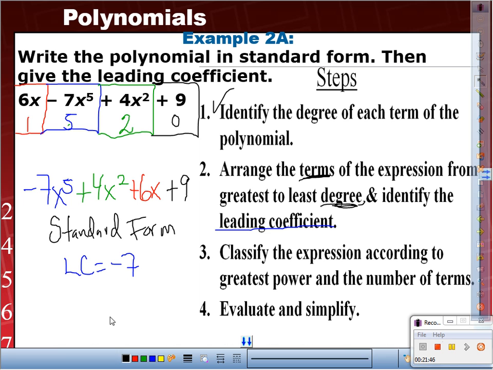What if I had this next one? Everybody look up. What if I had 3x squared plus 5x plus 6? What would be my leading coefficient? I go to the first term. What number is multiplying the variable? 3. That's my leading coefficient.